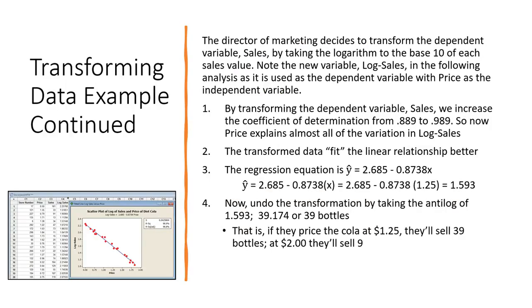So the director decides that we're going to do a log transformation, and this increases the coefficient of determination from 89% to 99%. Now price explains almost all the variation in the log of the sales. Our transformed data is going to fit a linear relationship, but when we talk about things, we have to undo that transformation by taking the anti-log of our values to find that if they price their cola at $1.25, they'll sell 39 bottles, and at $2, they'll sell 9 bottles.